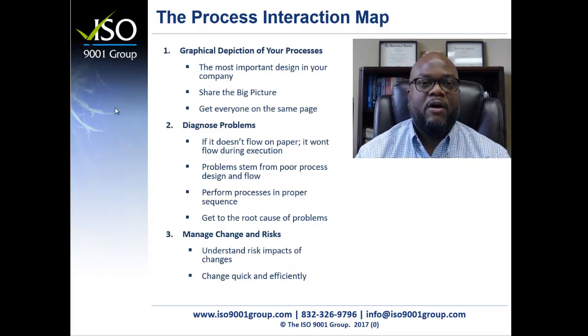The process interaction map also gives us the ability to diagnose problems. That's right. It gives us the ability to diagnose problems. So when we have problems in our organizations, as opposed to just having knee-jerk reactions, the process interaction map gives us a good way to diagnose the problem. So if there are things going on in your organization and it's not flowing right, revisit the process interaction map. And if you don't have a process interaction map, you should create one. If it doesn't flow on paper, it won't flow when people are trying to do it, right? So that's the good thing about the process interaction map.